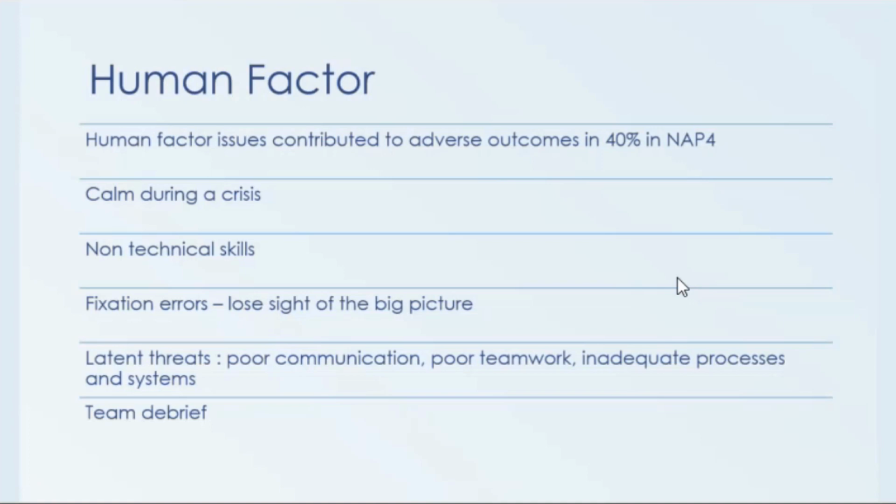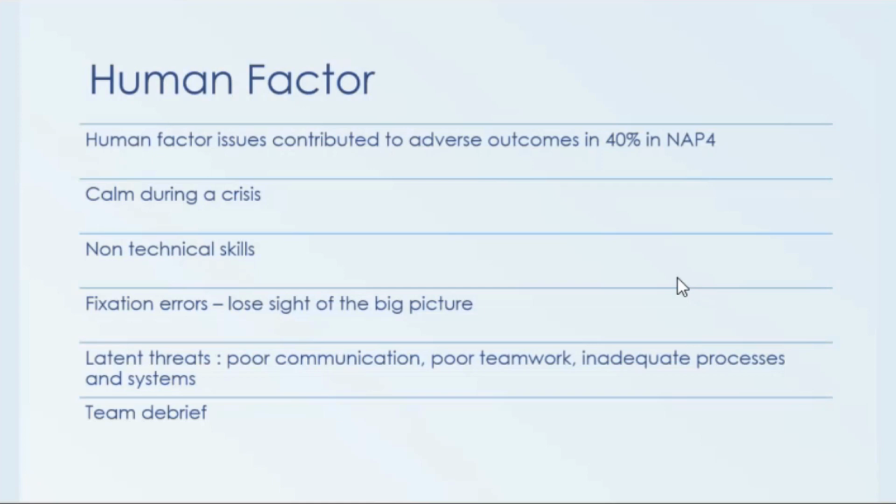So fixation errors will make us lose sight of the big picture. Here, the big picture is to get the patient safe, oxygenate the patient, and you and the patient get out of trouble. So that is the big picture. Never lose sight of that. And there are a lot of latent threats which are more often than not addressed here. See, poor communication, because we wouldn't have started off with an anticipated difficulty. Most problems are in unanticipated areas. Poor communication, poor teamwork, or inadequate processes and systems.